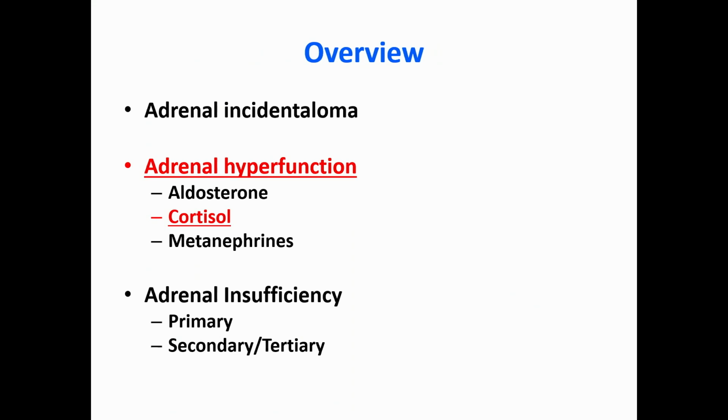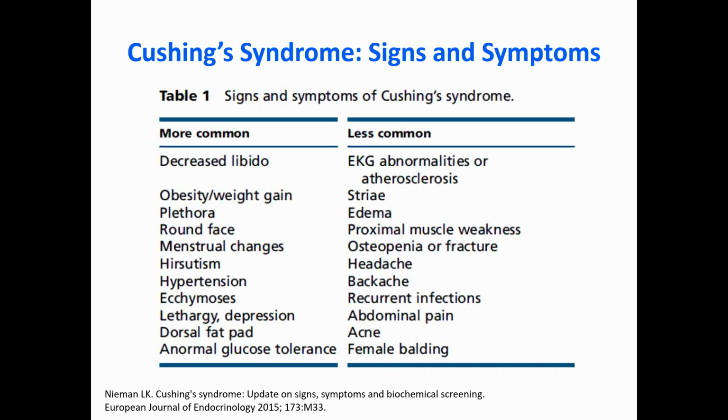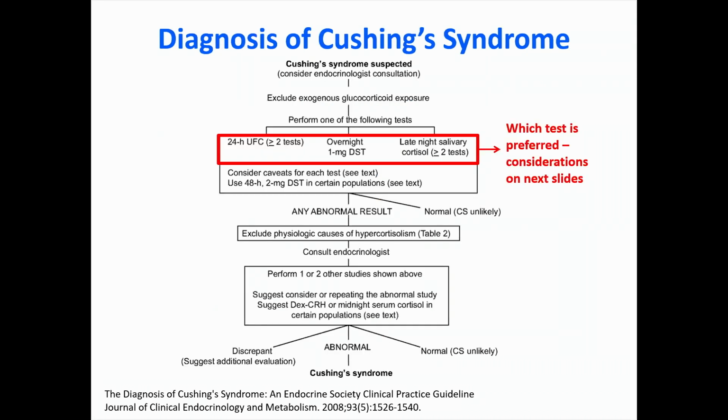The second hormone to talk about is cortisol. So in terms of Cushing's syndrome, common signs and symptoms can include decreased libido, obesity, plethora, round faces, menstrual changes, hirsutism, hypertension, lethargy, the dorsal fat pad, abnormal glucose tolerance. And on the right side listed are also some of the less common features that can be seen in Cushing's syndrome. In terms of the diagnosis of Cushing's syndrome, it can really be done in three possible ways.